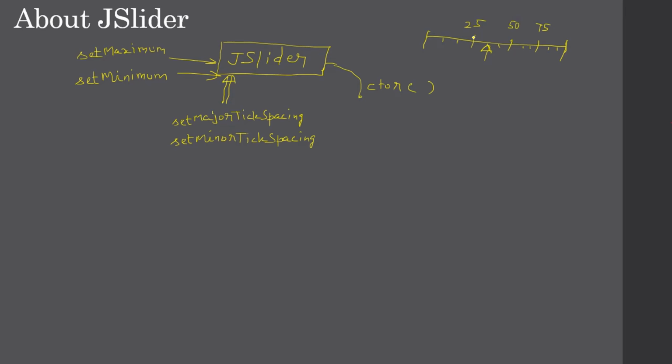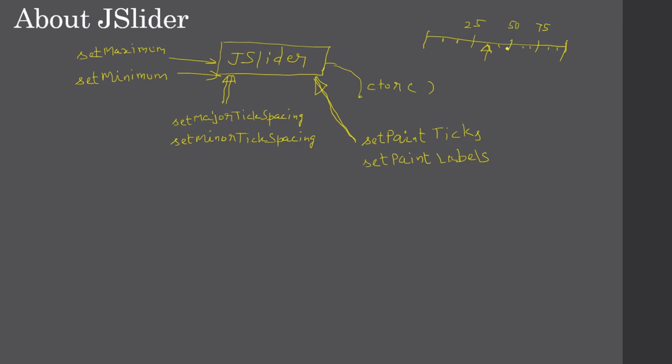So these markings represent the tick, and the value here represents the label. We can enable this by making a call to a set of functions. So these are the two functions. setPaintTicks asks Java to draw the tick marks on the JSlider, and setPaintLabels will allow it to draw the labels like 25, 50, 75 that you are seeing here.